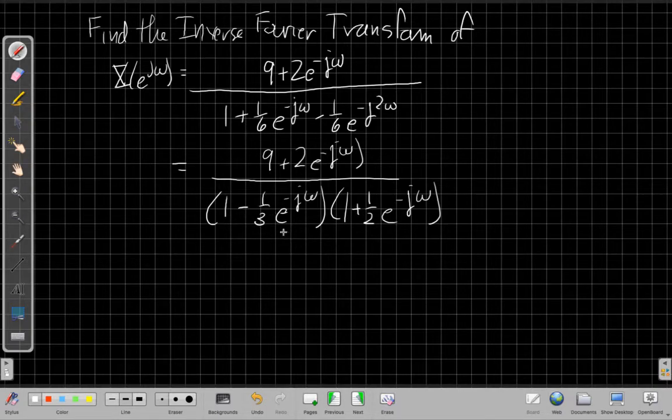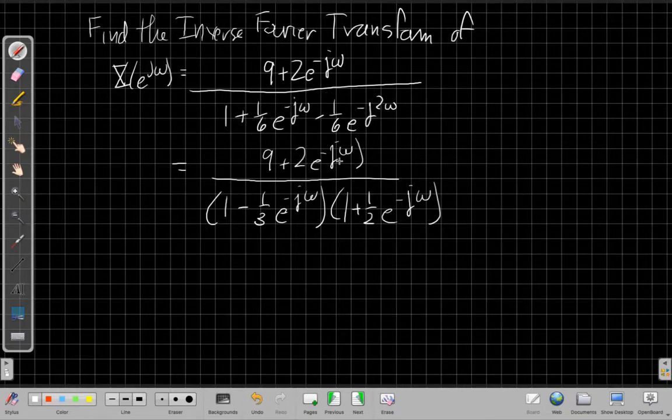When I FOIL this out, I'll have a 1 for the first term. I'll have minus a sixth e to the minus j2 omega for the last one. And then in the middle term, I'd have minus a third e to the minus j omega and plus a half. And so a half is 3/6, minus a third is minus 2/6, which would leave me the right thing here. So if you're agile at factoring them like this, it helps.